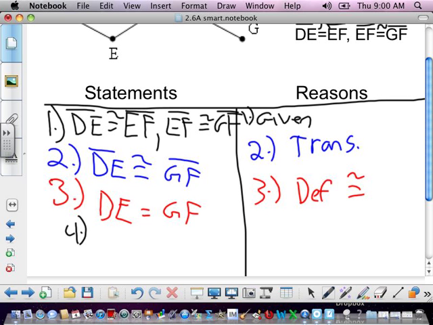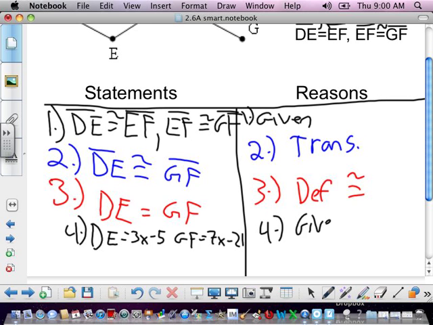But we're going to put down that DE equals 3x minus 5, and that GF equals 7x minus 21. And that is another part of the given. If you had put it at the top, you still would have been okay.